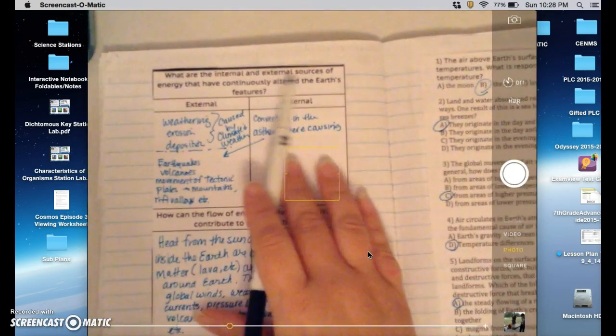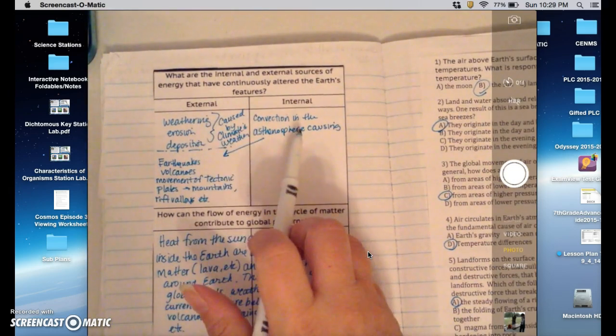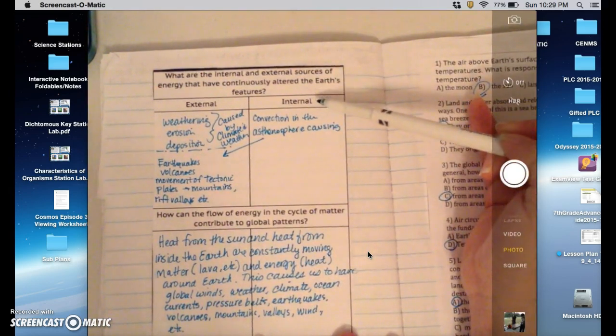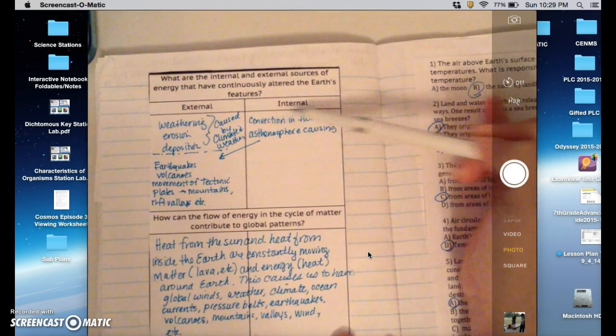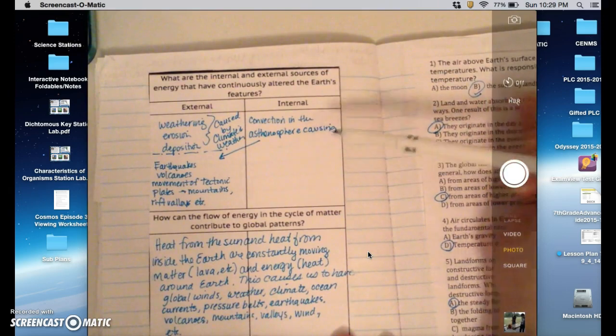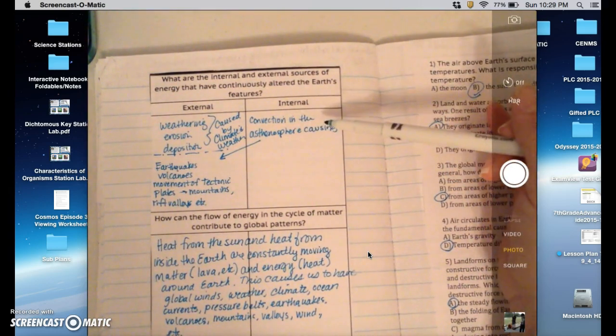So, the review question is, what are the internal and external sources of energy that have continuously altered the Earth's features? Alright, so we know that the surface of the Earth changes all the time. Okay, and there are external things and there are internal things that help make that change happen. So when we talk about internal sources of energy that help change the Earth's surface, we're talking about convection in the asthenosphere. Okay, so inside the Earth you have these dynamic things that are happening that cause these changes on the surface of the Earth, and that is particularly happening with convection in the asthenosphere.